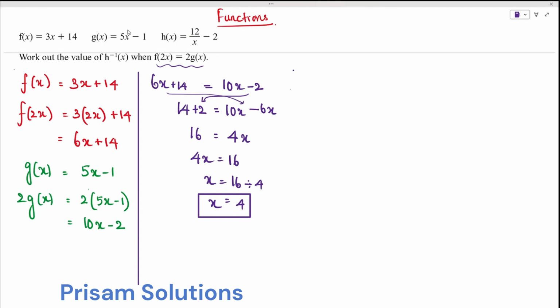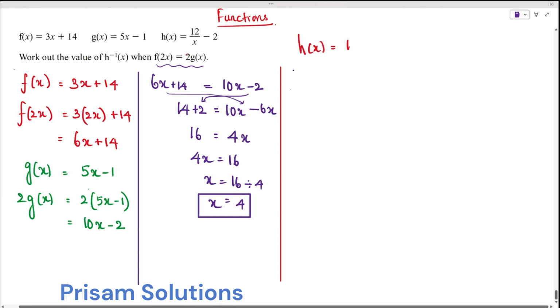Now we're going to find h inverse of x. So we're going to find the inverse of our h of x function. We're going to go through our steps. h of x is equal to 12 over x minus 2, which is what's been given in the question. First we're going to replace h of x with y. y is equal to 12 over x minus 2. On our second step, we're going to swap all our x and y values. x is equal to 12 over y minus 2.